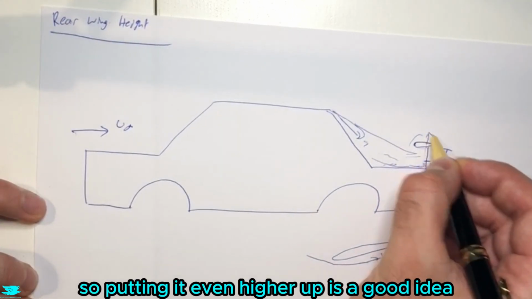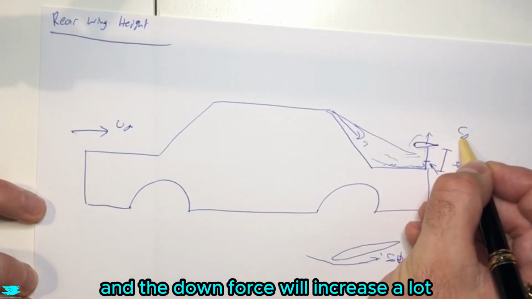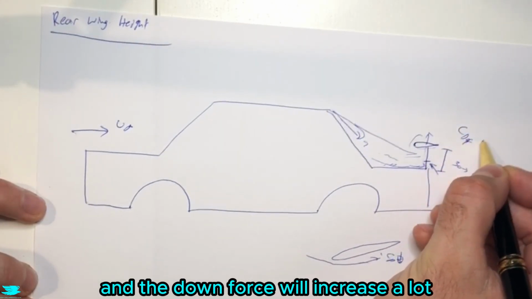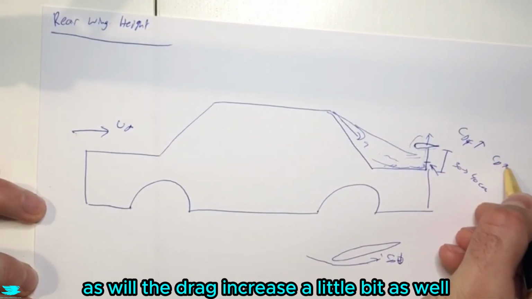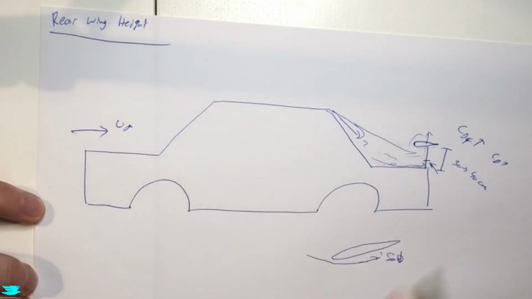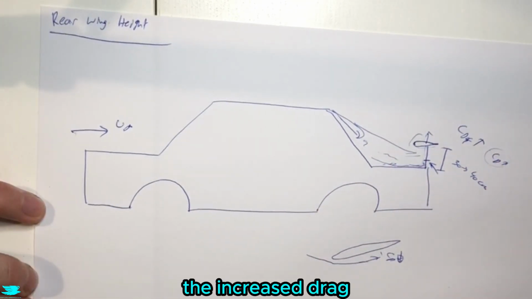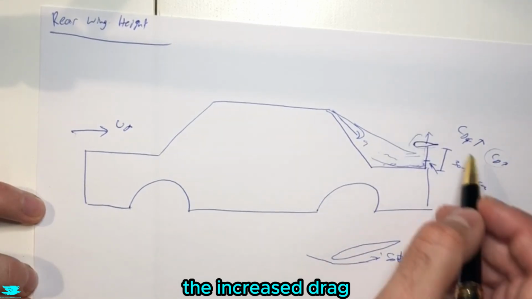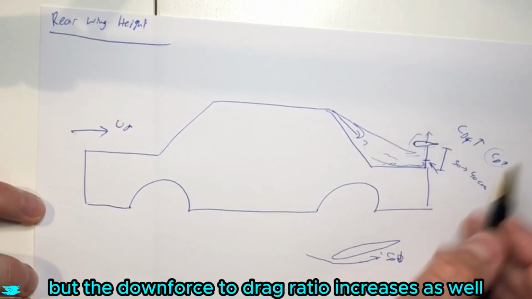So putting it even higher up is a good idea, and the downforce will increase a lot, as will the drag a little bit as well, because the wing is producing more useful work here, and that comes at the expense of increased drag, but the downforce to drag coefficient increases as well.